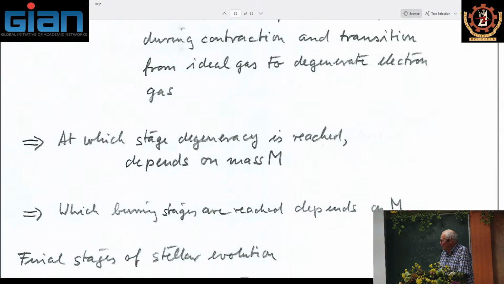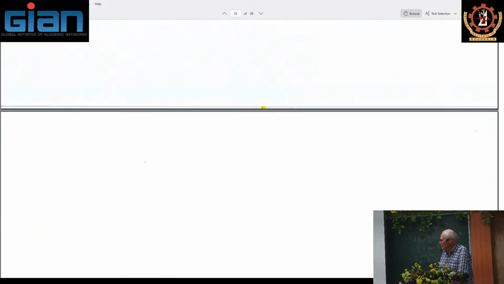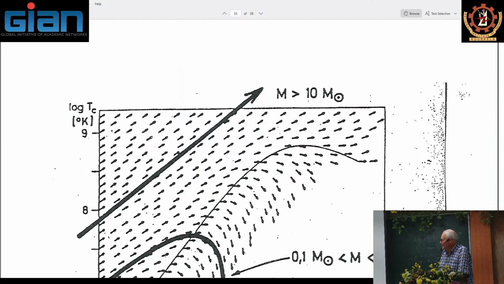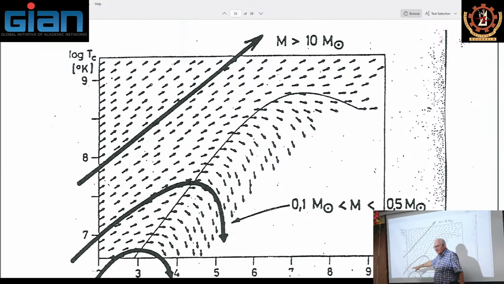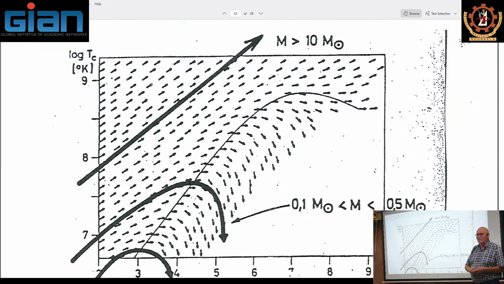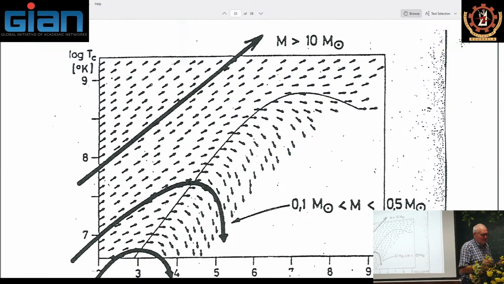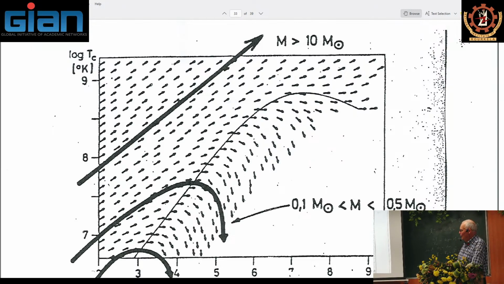And here I cannot demonstrate this because it requires real stellar evolution calculations, but in a schematic way it looks like the following. This is, in a schematic way, the run of the temperature with density. Here we have log central temperature against log central density, and the thick arrows are the lines along which the star evolves during stellar evolution.